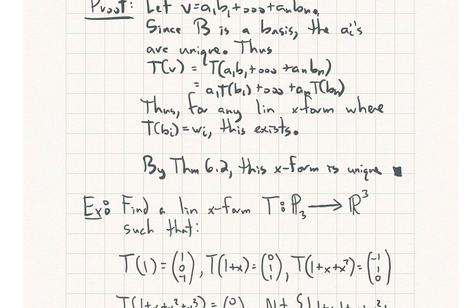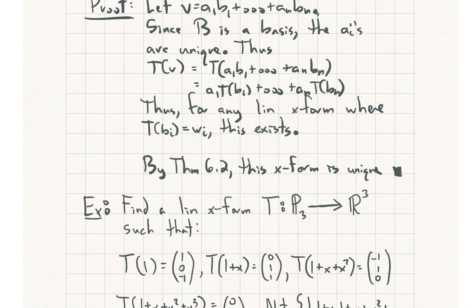In fact, there's not a lot to say for this. It's fairly straightforward. If we have a vector V written as a linear combination of our basis vectors, we know our Ai's are unique since our B's are a basis. So if I apply T to V, I can split that apart into A1 T of B1 plus A2 T of B2, all the way to An T of Bn.